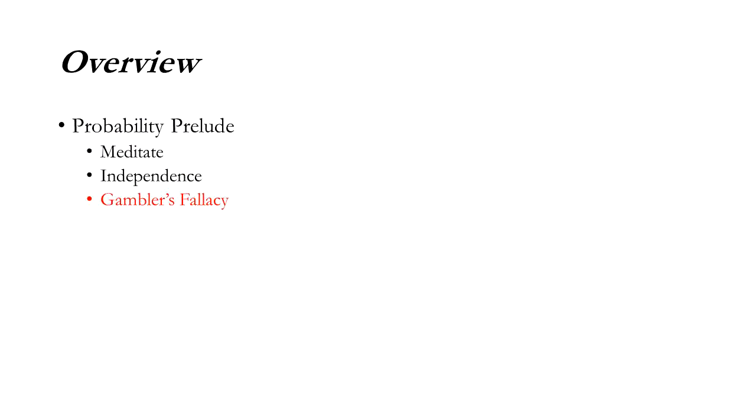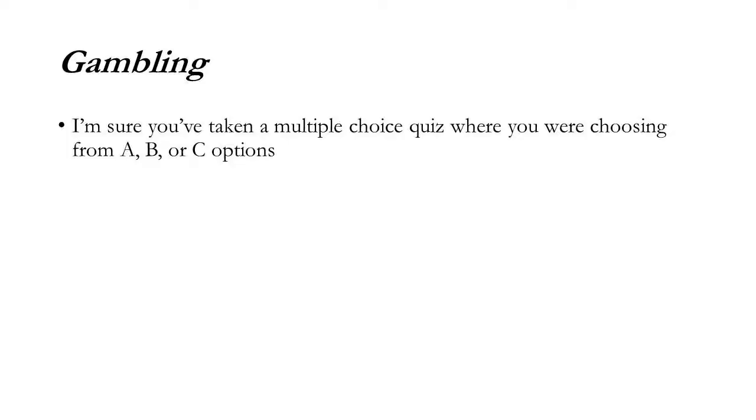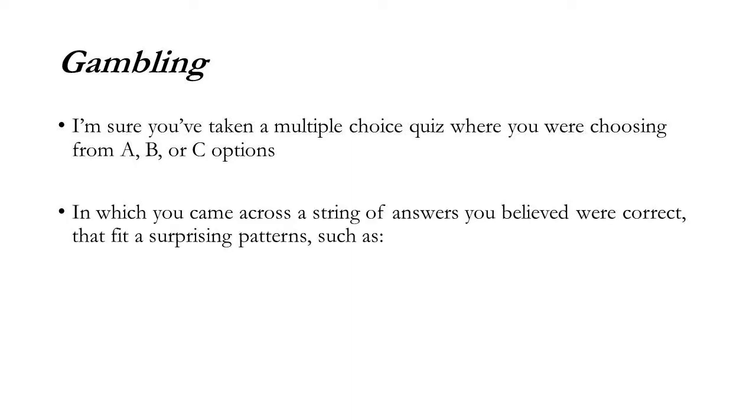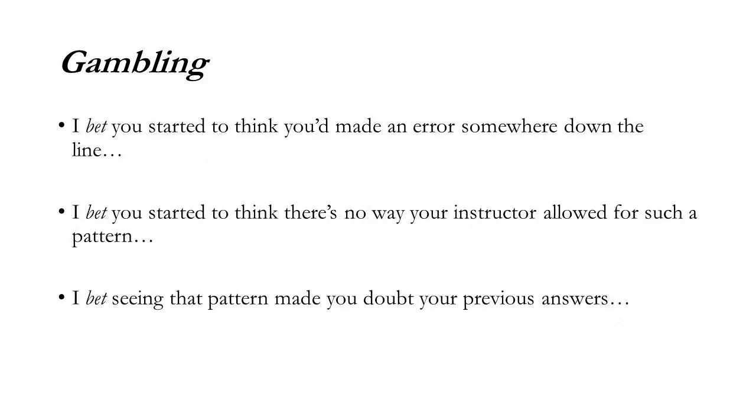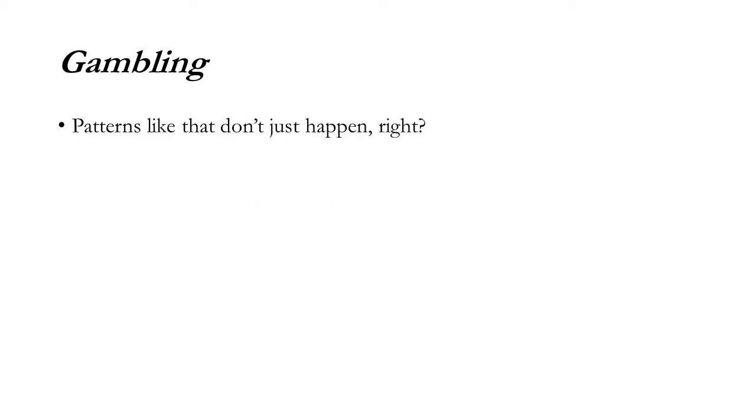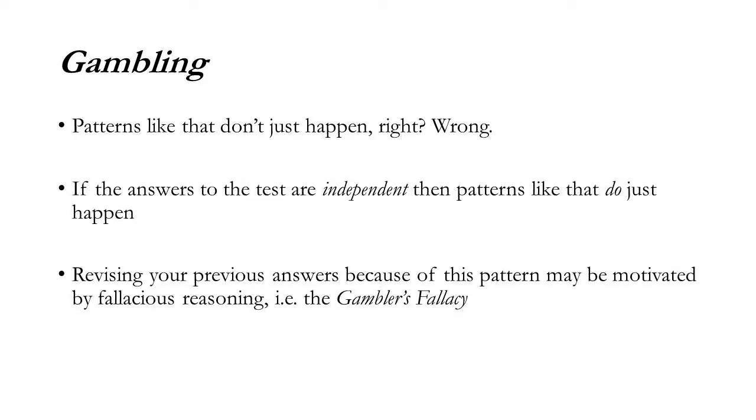Now, let me show you why some of this is important. I'm sure you've taken a multiple choice quiz where you're choosing from, say, A, B, or C. You came across a string of answers you believe were correct that fit a surprising pattern, like this, just nothing but B's. I bet you started to think you made an error somewhere down the line. I bet you started to think there's no way your instructor allowed for such a pattern. I bet seeing that pattern made you doubt your previous answers. Patterns like that don't just happen, right? Wrong. If the answers to the test are actually independent, then patterns like that do just happen. Revising your previous answers because of this pattern may be motivated by fallacious reasoning.